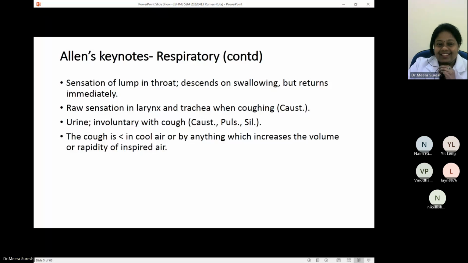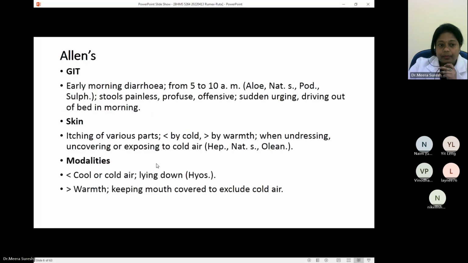So, this involuntary passage of urine along with cough. I have tried pulsatilla and also causticum, with which I have got results. But because these two are very commonly available, I have never gone for Rumex. And the cough is aggravated by cold air, anything that increases the coolness, the volume or the rapidity of the inspired air. The cold is the aggravating factor.